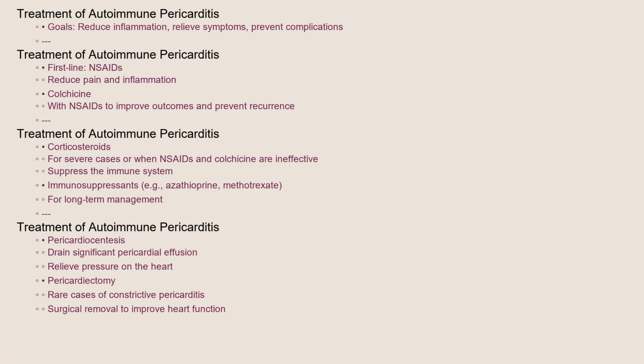The treatment of autoimmune pericarditis aims to reduce inflammation, relieve symptoms, and prevent complications. Non-steroidal anti-inflammatory drugs, or NSAIDs, are often the first line of treatment to reduce pain and inflammation. Colchicine, an anti-inflammatory medication, is frequently used in conjunction with NSAIDs to improve outcomes and prevent recurrence. In more severe cases, or when NSAIDs and colchicine are ineffective, corticosteroids may be prescribed to suppress the immune system.